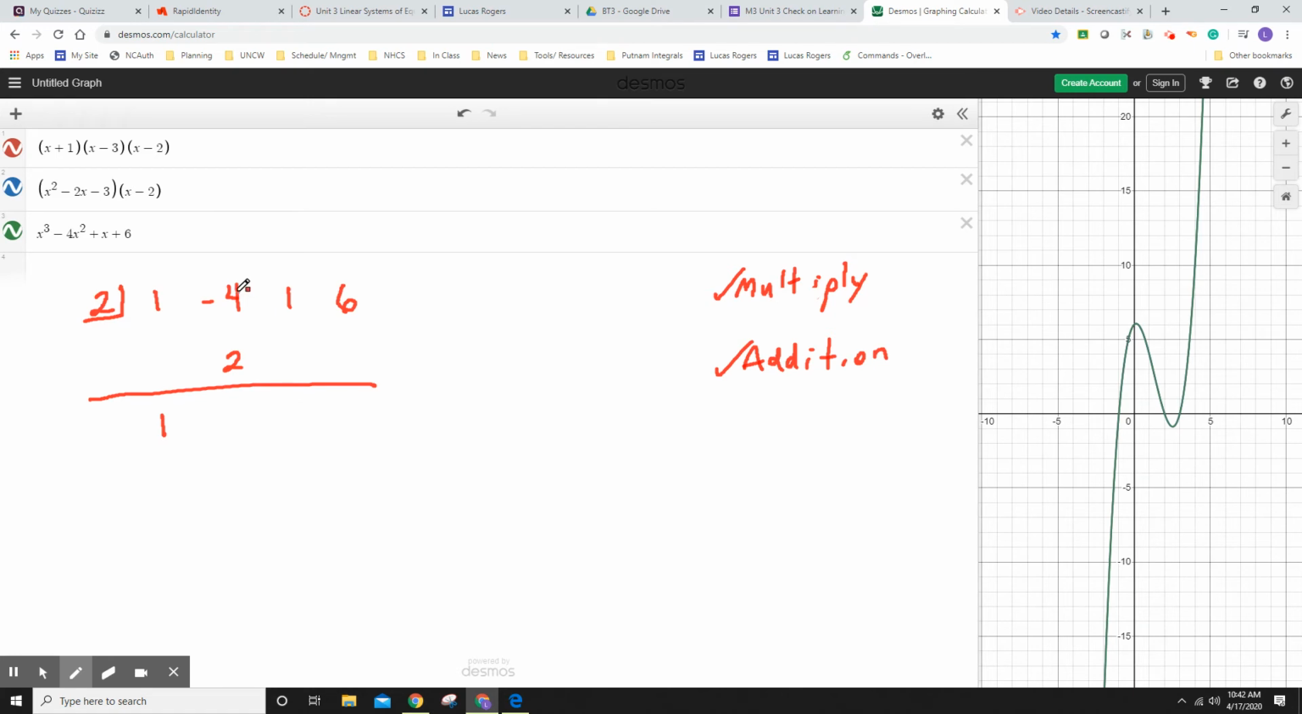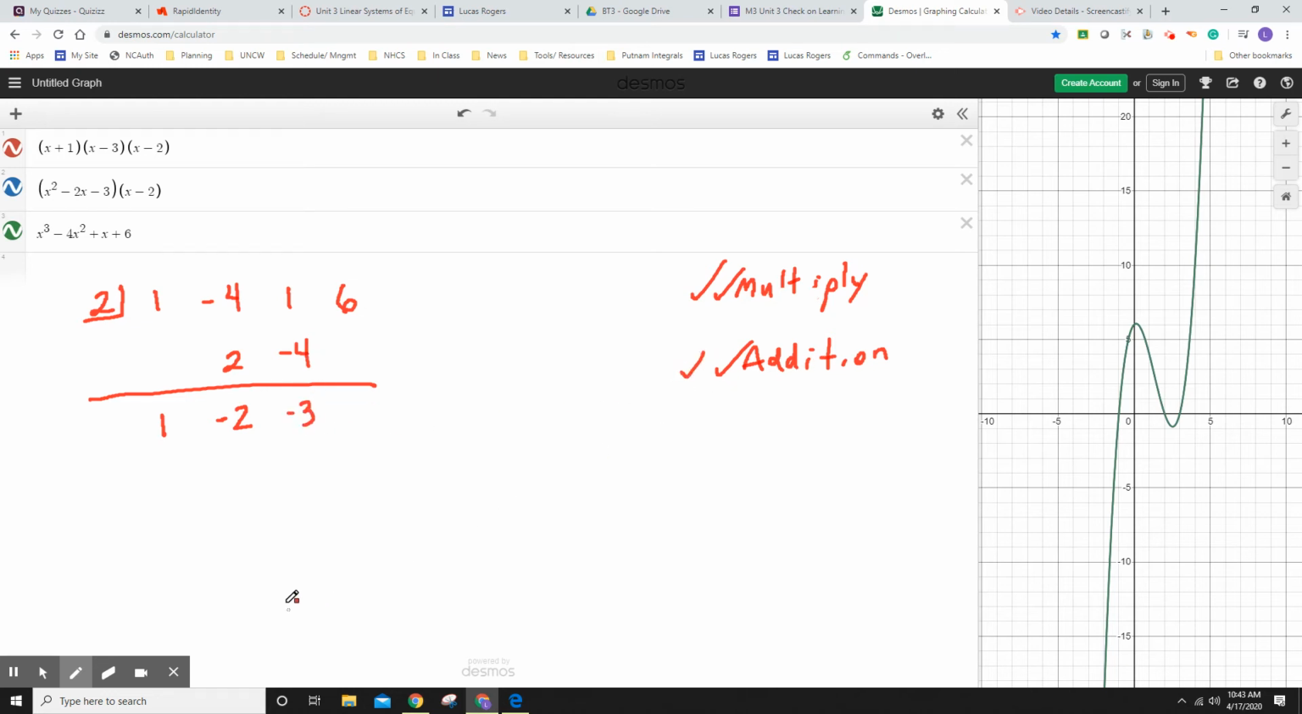So I'm adding straight down. -4 plus 2 is -2. Now that I've done addition, it's time for multiplication again. Again, the root times the value down here. 2 times -2 is -4. Now it's time for addition again. So I'm going to add straight down. 1 plus -4 is -3.